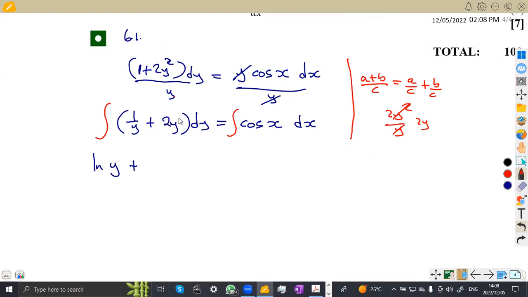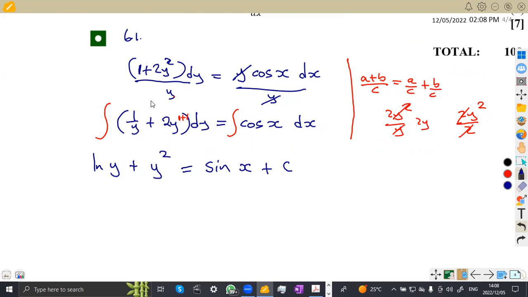2y is the same as 2y to the exponent of 1. So we're going to add 1, which is going to give us 2y squared over 2. So 2 and 2 will cancel. So we're going to have y squared, which is equal to the integral of cos x. Remember, the integral of cos is the reverse. Sine gave us cos, so cos is going to give us sine x. So this would be sine x plus the constant of integration.